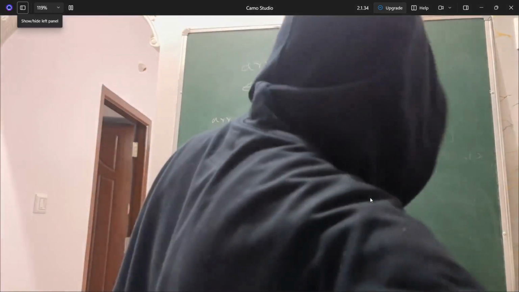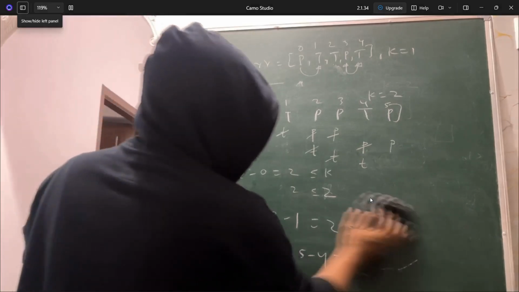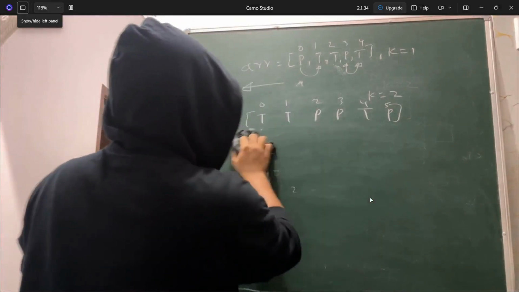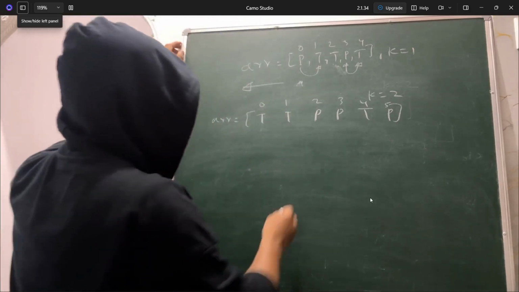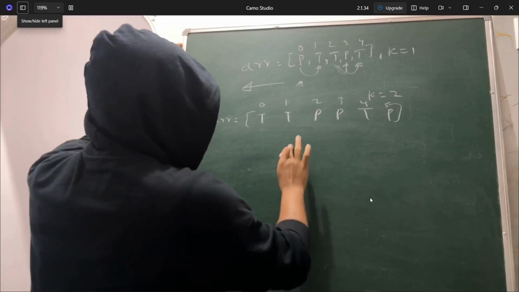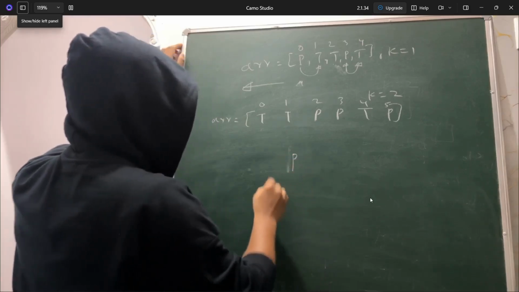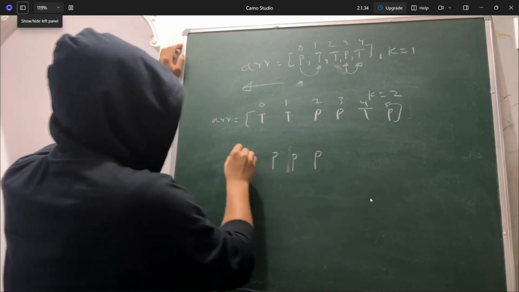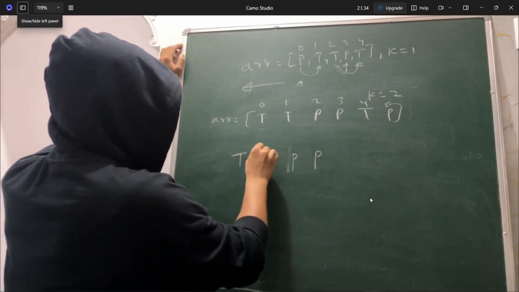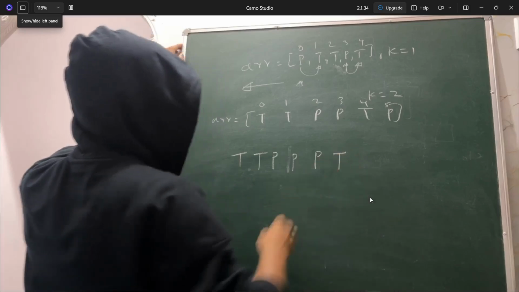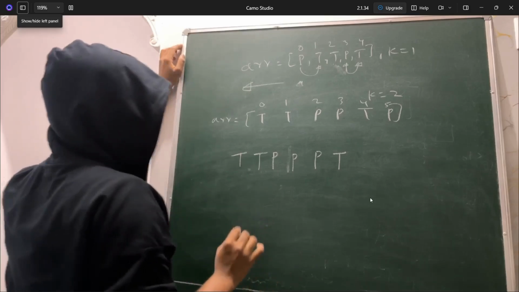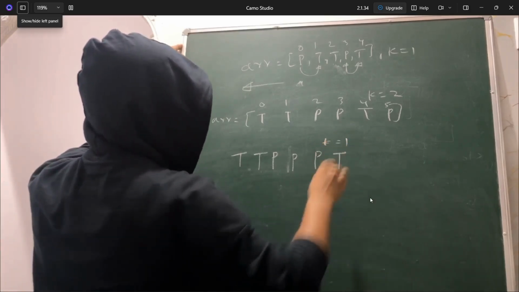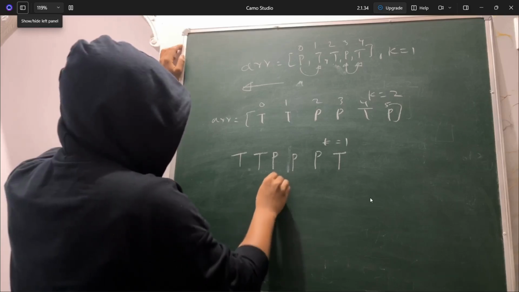Whenever we have pointers in the range, let me take one example. Let's say we have police, police, thief, thief, thief. This is the example, and the k value given is 1. Our pointer will be pointing to here.